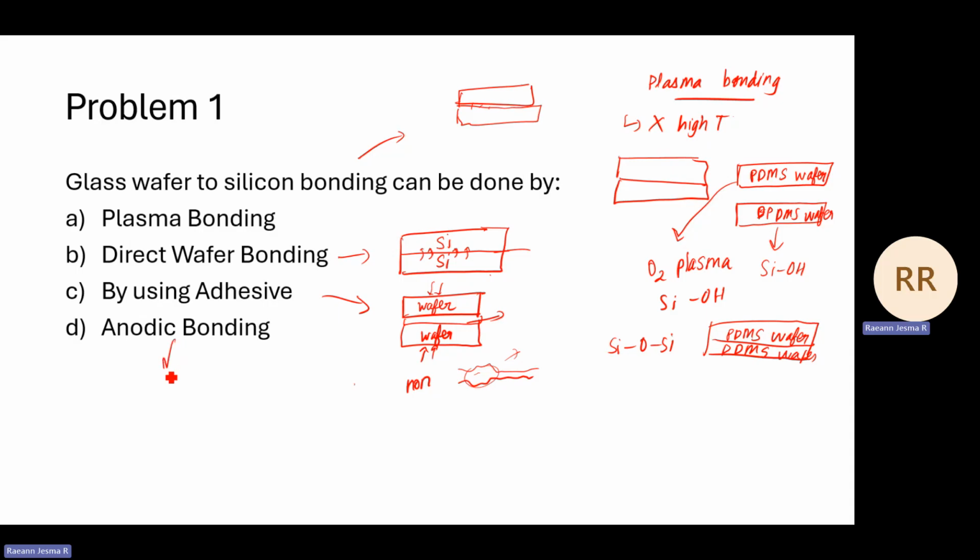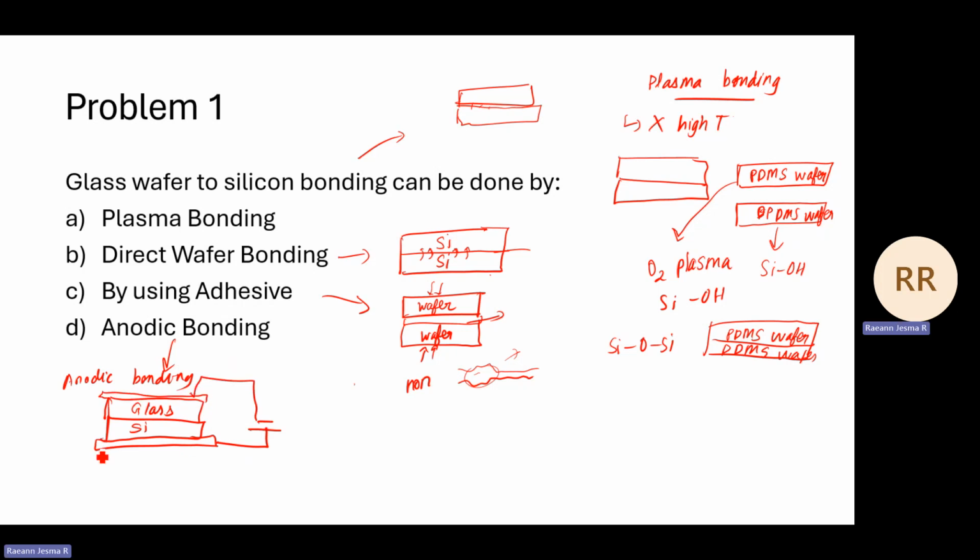Then the last option is anodic bonding. What happens in anodic bonding is that we'll have a silicon wafer and a glass wafer. So anodic bonding is a bonding where we do glass wafer to silicon bonding. In anodic bonding, we'll have the silicon wafer which is connected to the anode. And we'll have the glass wafer. This is connected to the cathode.